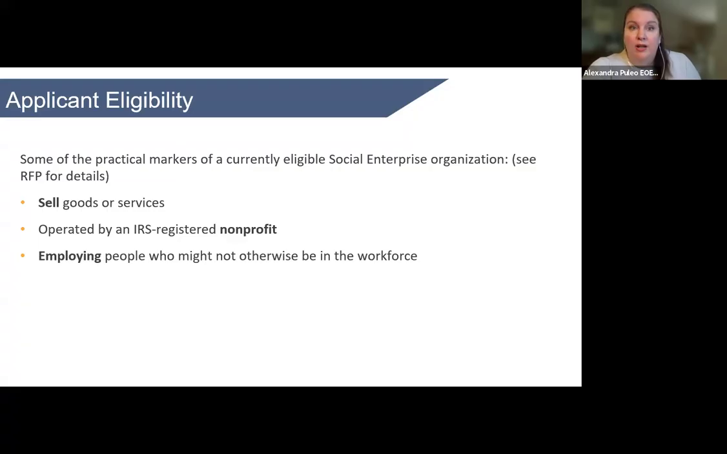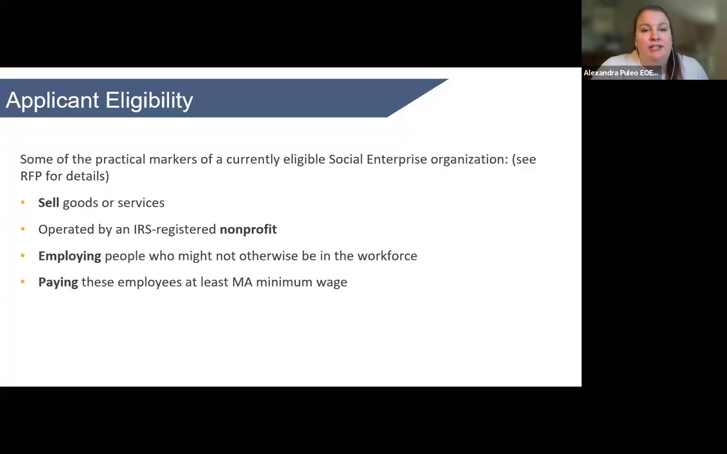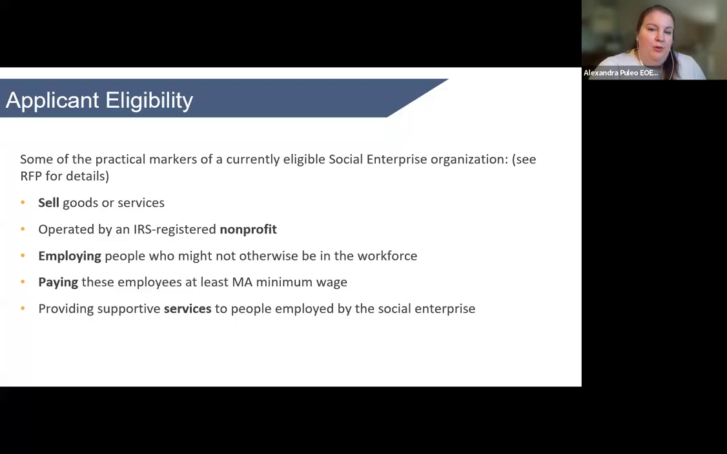If you give them a W-2 at the end of the year, that's a good marker that you're their employer. You have to be paying the employees at least the Massachusetts minimum wage, not a sub minimum wage, not paying them as a contractor, paying them an hourly rate. Providing supportive services to the people employed by the social enterprise. So you're providing services to people who are in your employment.